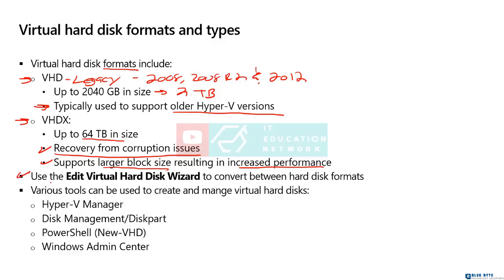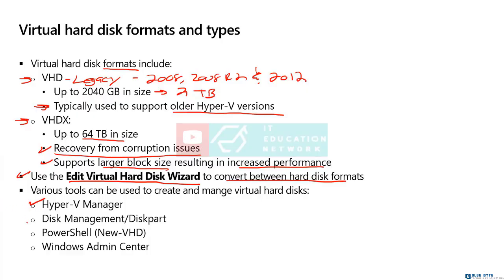You can convert this at any time. You can go to the Hyper-V Manager and simply edit your virtual hard disk. When you do that, you can convert between VHD and VHDX, and you could go back and forth. So if this was built on an older system, it is just a couple of clicks, and you now have your VHD converted over to a VHDX. So you can do that in the Hyper-V Manager.